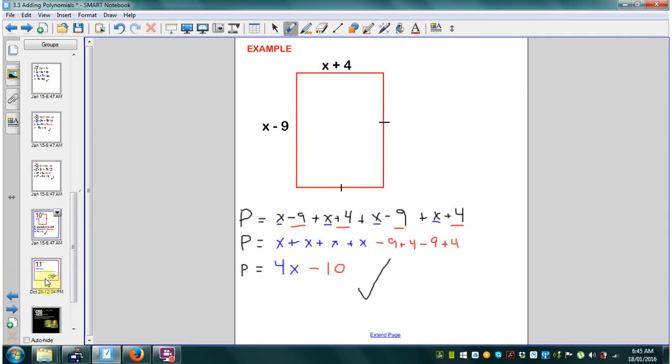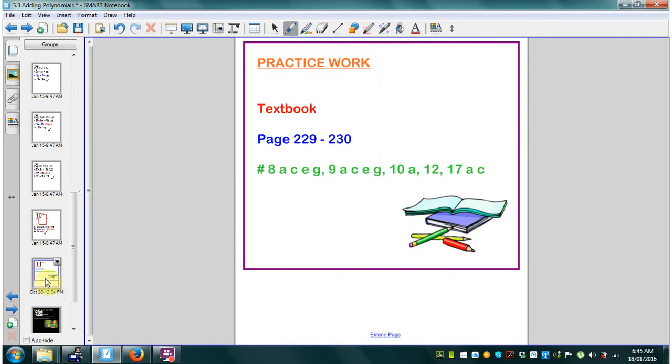Okay, so here's your practice work for today. It looks like a lot, but it's actually because I had to write out A, C, E, and G here. So I actually cut those in half for you guys to do. So we have page 229 to 230, 8 A, C, E, and G, 9 A, C, E, and G, 10A, 12, and 17A and C.